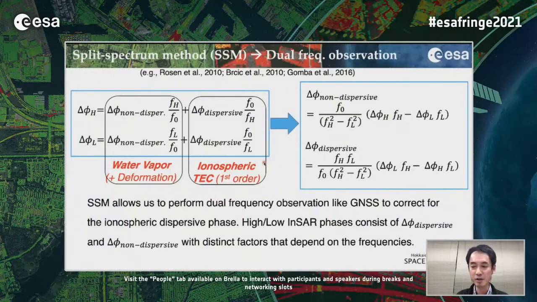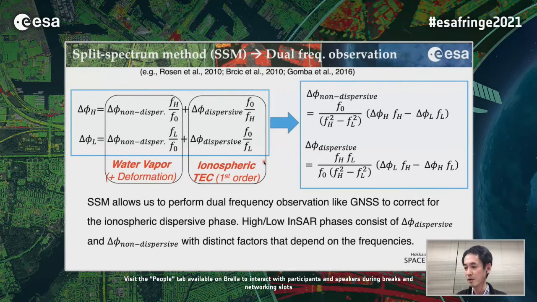So I think many of you already know these formulations. The split spectrum method allows us to perform dual frequency observations, which can separate the original interferogram into dispersive and non-dispersive phase. Non-dispersive phase includes water vapor and deformation signals, and the dispersive phase is assumed to come from the first order ionospheric effect.